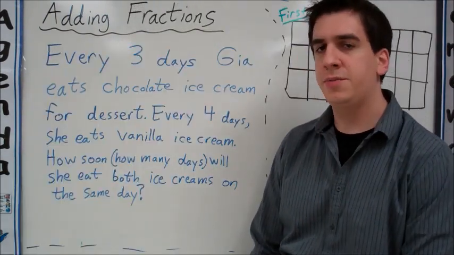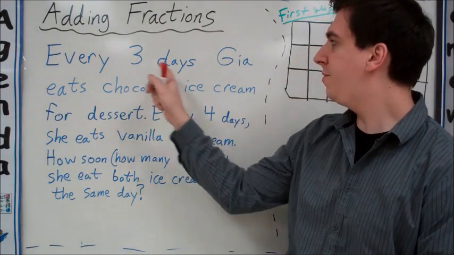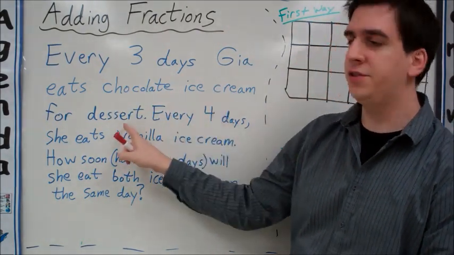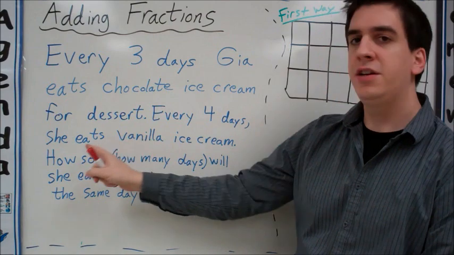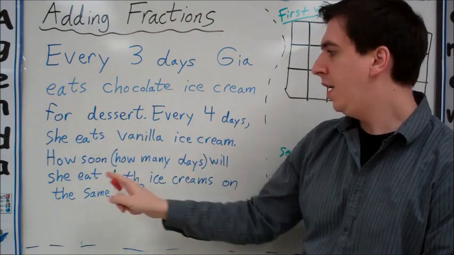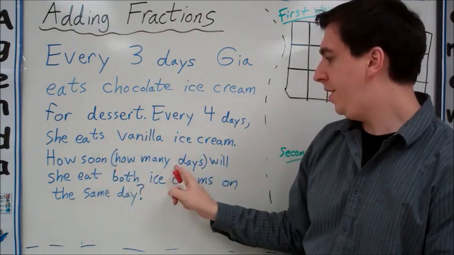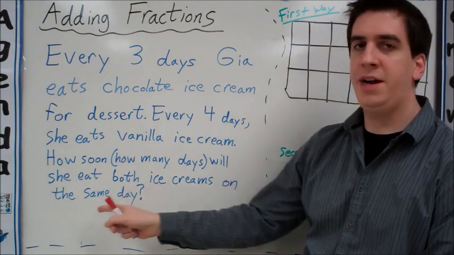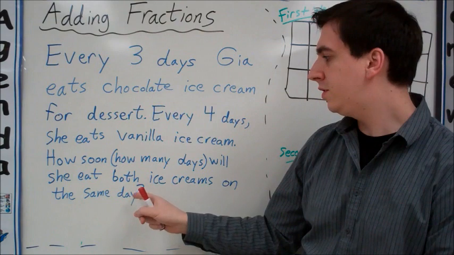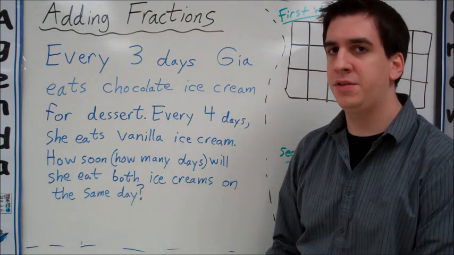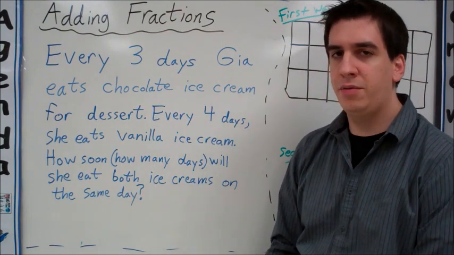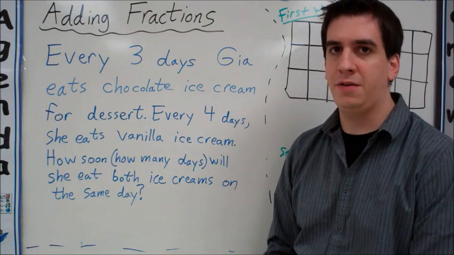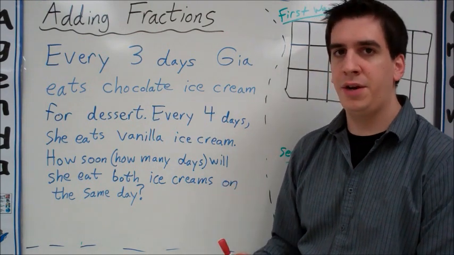Alright, here's the least common multiple word problem for us. Every 3 days, Gia eats chocolate ice cream for dessert. Every 4 days, she eats vanilla ice cream. How soon, how many days will she eat both ice creams on the same day? So how many days will it be until she eats both on the same day? We would use the least common multiple to help us figure this out. Let's take a look at one way to solve this.